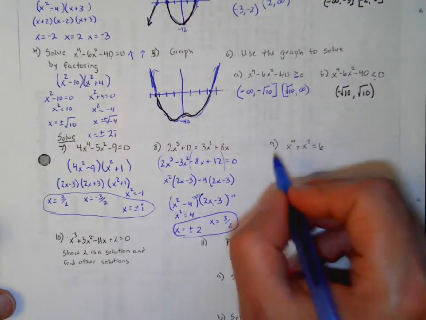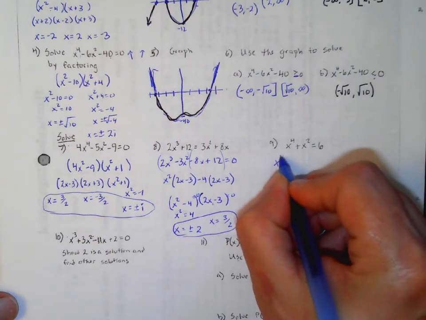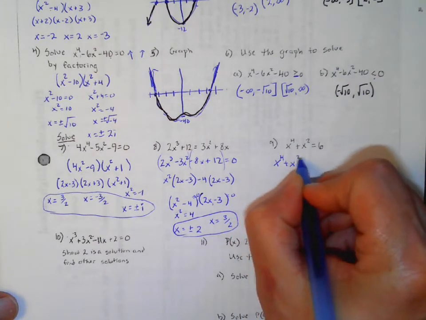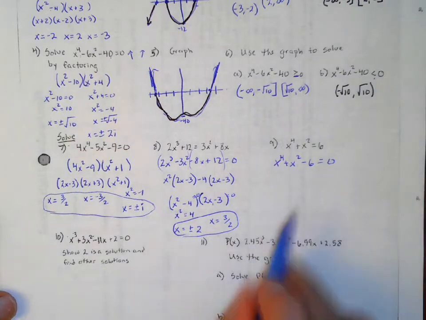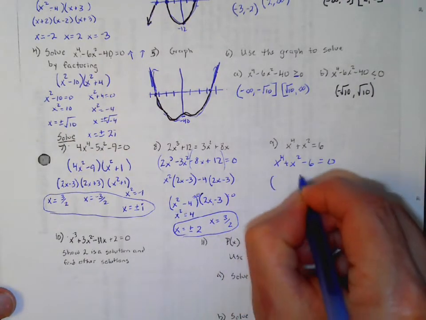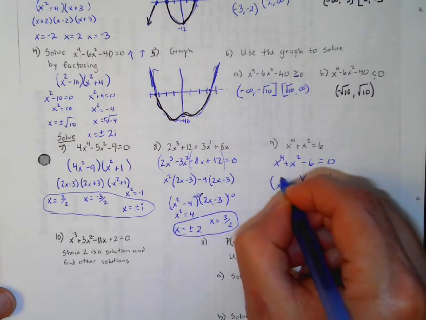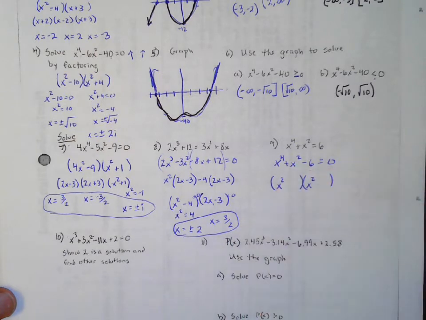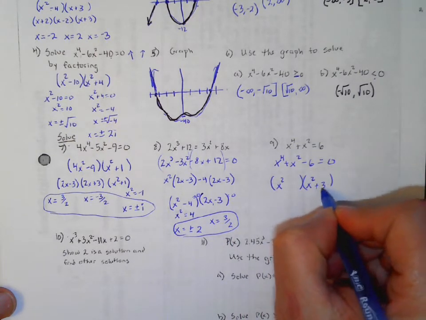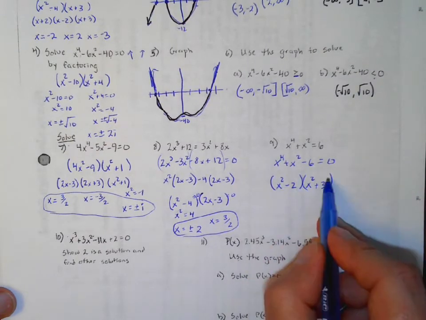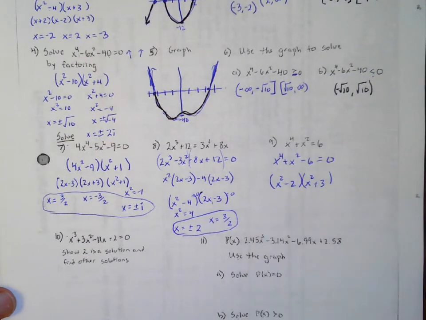This one here, solve by factoring again. Let's get it in standard form. So minus your 6 with 3 terms. Set up your 2 parentheses and figure it out. X squared and x squared give you x to the 4th. Plus 3 and negative 2 gives me 3x squared. Minus 2x squared is 1x squared.